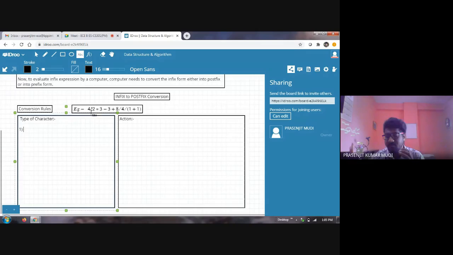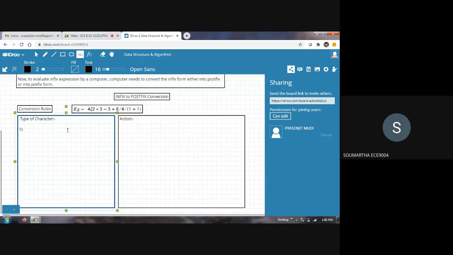Then the exponentiation operator character will be scanned and supposed to be stored in the stack. So the question is, are all the characters scanned one by one from left to right going to be stored in the stack or not? Are all the characters, after scanning, getting stored into the stack? According to the precedence.